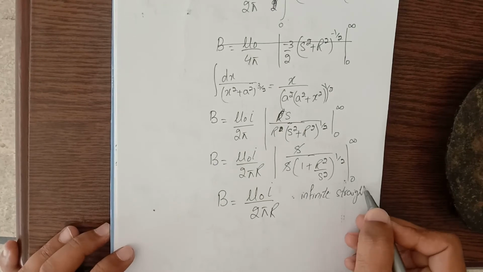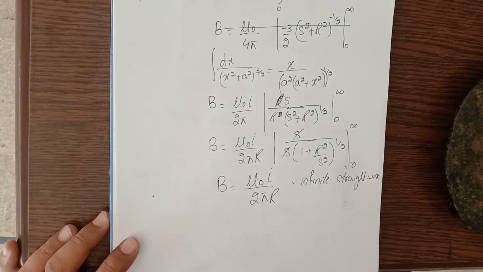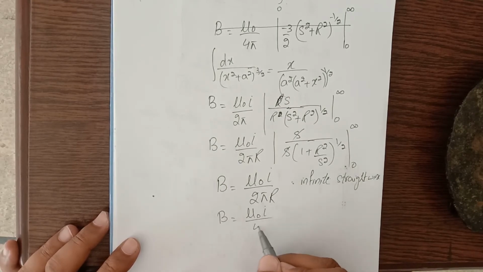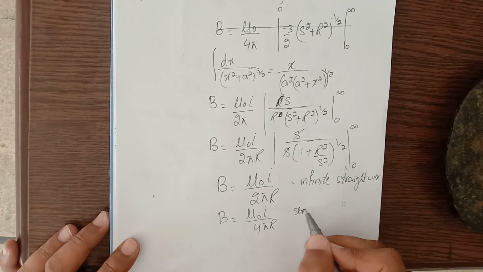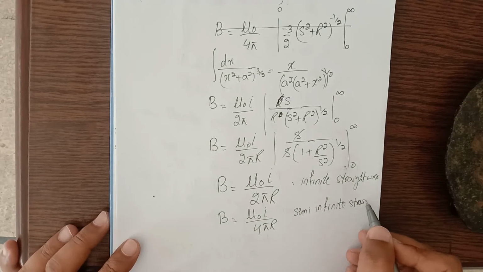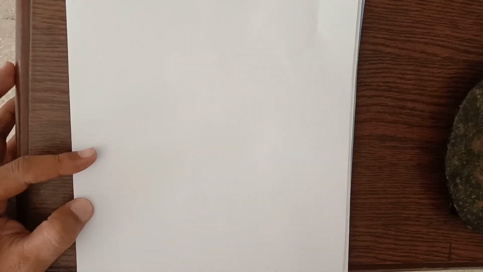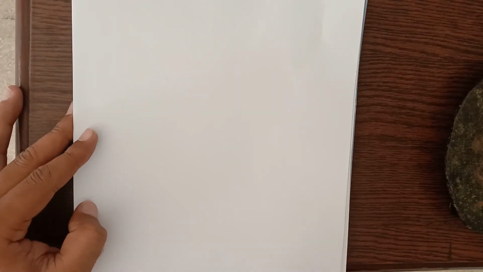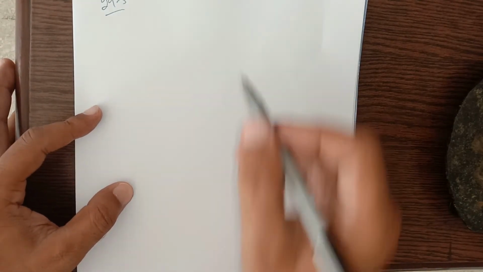straight wire. And when you consider only the semi wire, the half wire that extends from 0 to infinity, then the magnetic field would obviously be half. B equals, this is due to a semi-infinite straight wire, right?